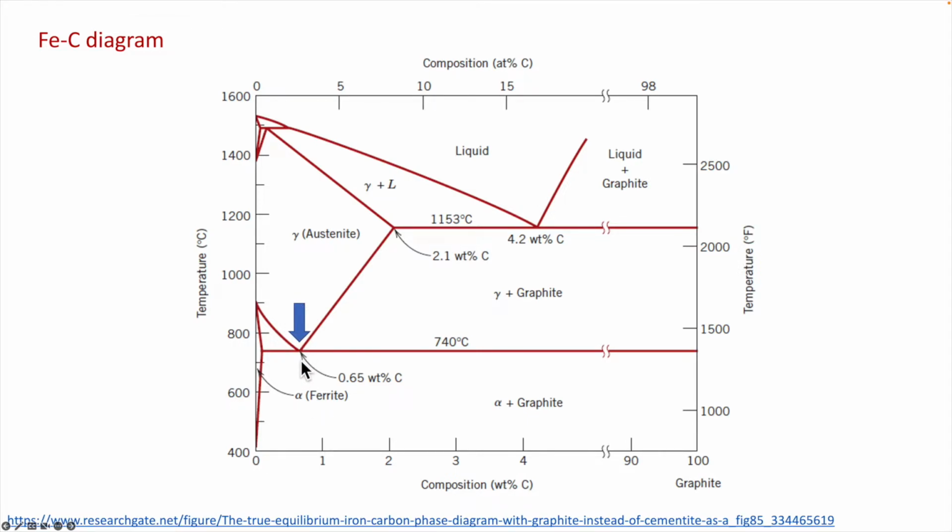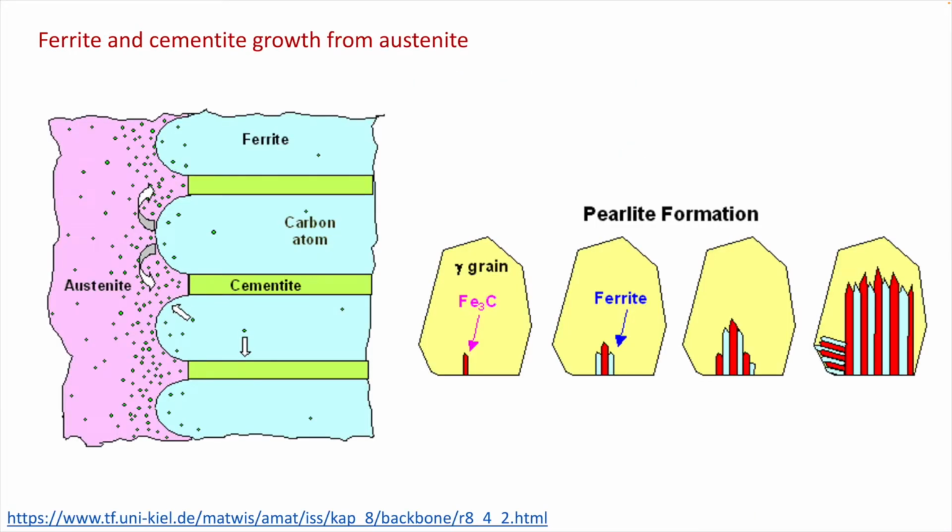which is called the eutectic point. At the eutectic point, the carbon concentration is 0.65 weight%. Eutectic point basically means the lowest melting point across the compositional space. As we lower the temperature, austenite will phase transform into a phase called pearlite. Pearlite is made of alternating ferrite and cementite plates.